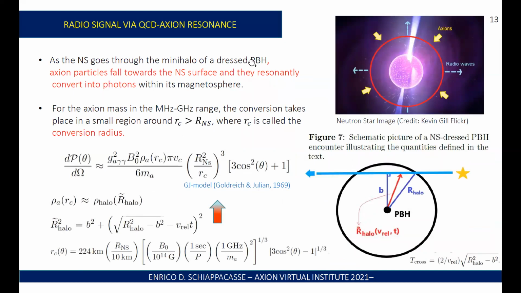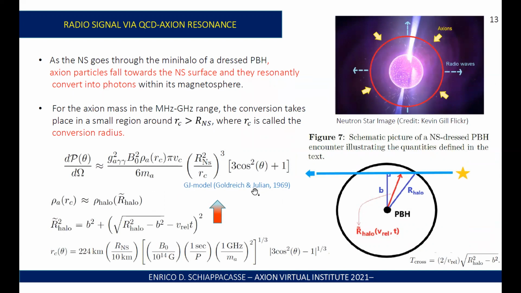As the neutron star goes through the minihalo of a dressed primordial black hole with an impact parameter b, we have axion particles falling toward the neutron star surface. This is the conversion radius at which the axion mass matches the plasma frequency. In this zone, we have resonant axion conversion and then radio wave emission.